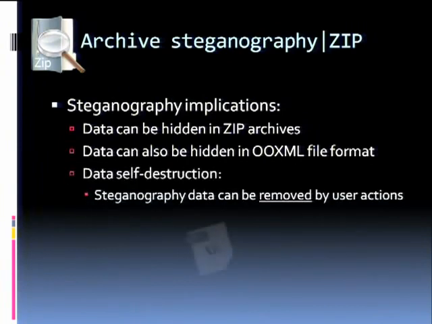Now, this is what's important, because if we have injected data inside of it, it can self-destruct, and it can do that by the actions performed by the user. So if I were to hide a file inside a Word document, and you were to open that kind of file, Microsoft Office would tell you this file was damaged. Do you want to repair it? And as soon as you do, the injected steganography data is gone.